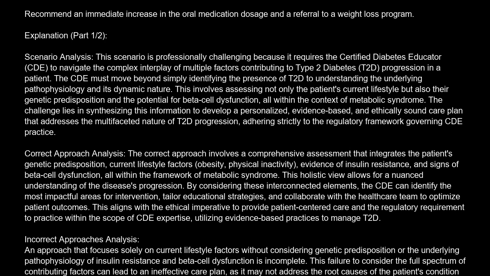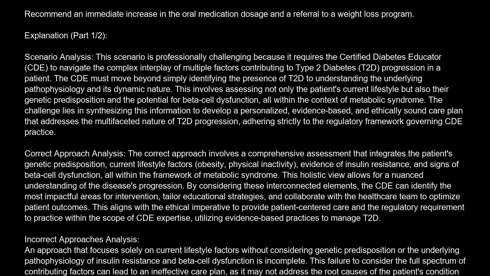The CDE must move beyond simply identifying the presence of T2D to understanding the underlying pathophysiology and its dynamic nature. This involves assessing not only the patient's current lifestyle, but also their genetic predisposition and the potential for beta cell dysfunction, all within the context of metabolic syndrome. The challenge lies in synthesizing this information to develop a personalized, evidence-based, and ethically sound care plan that addresses the multifaceted nature of T2D progression, adhering strictly to the regulatory framework governing CDE practice.